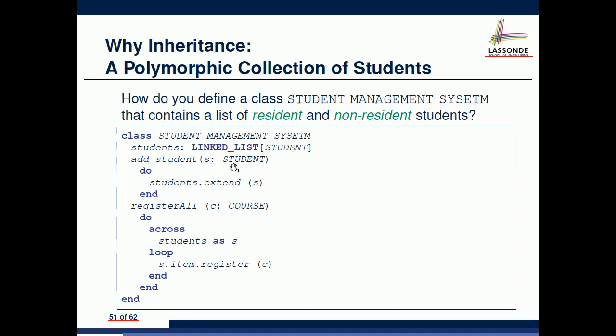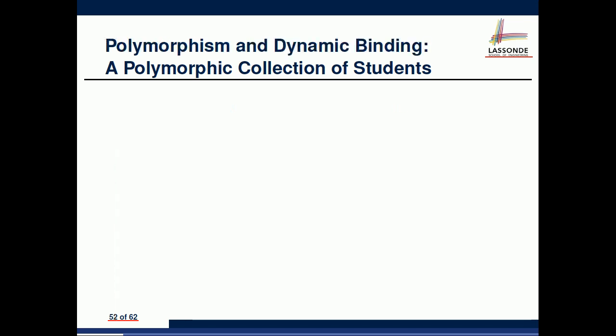Dynamically, when we add students into the collection, as long as the argument type is a descendant class of student, which includes resident students and non-resident students, we can add both kinds into the collection. And then when you say register all, dynamically it's going to go through and see which one should be called. So think about this example more. That's really crucial. Can I emphasize more? All right, so let's now go to return value.